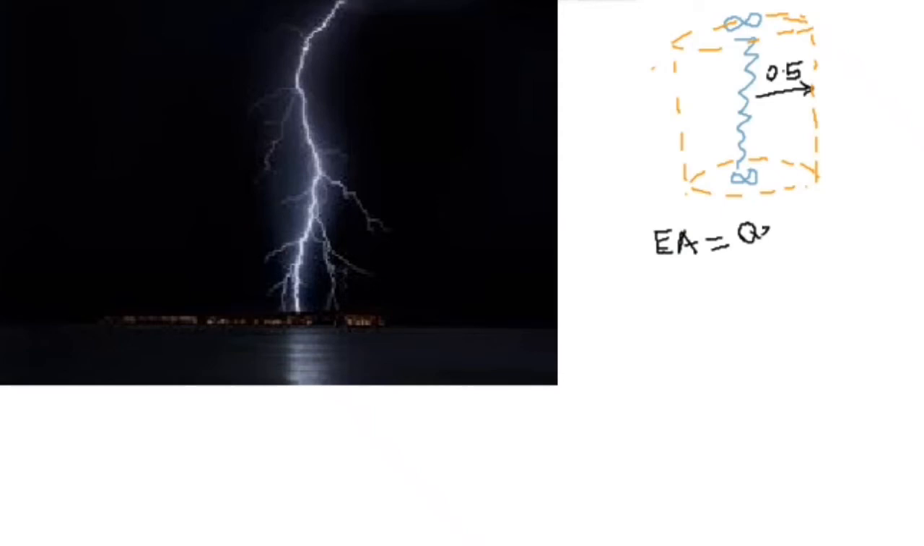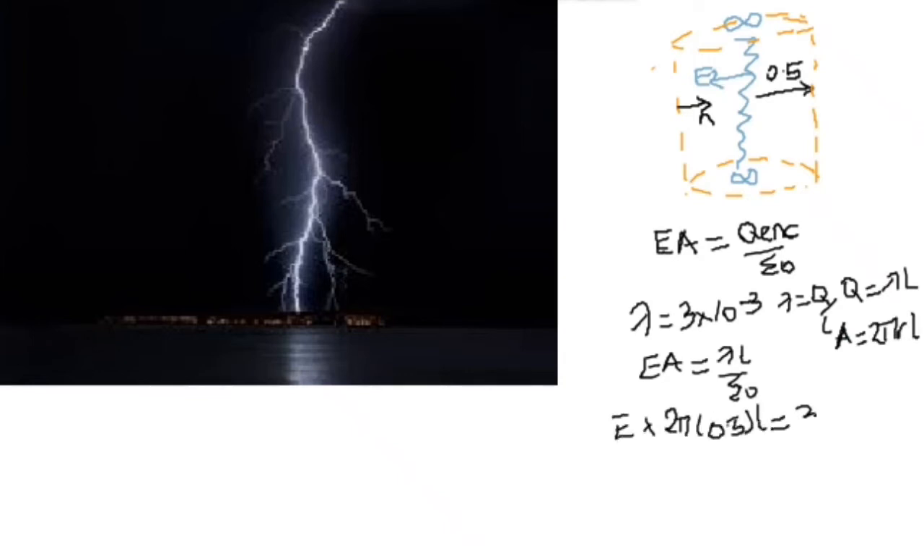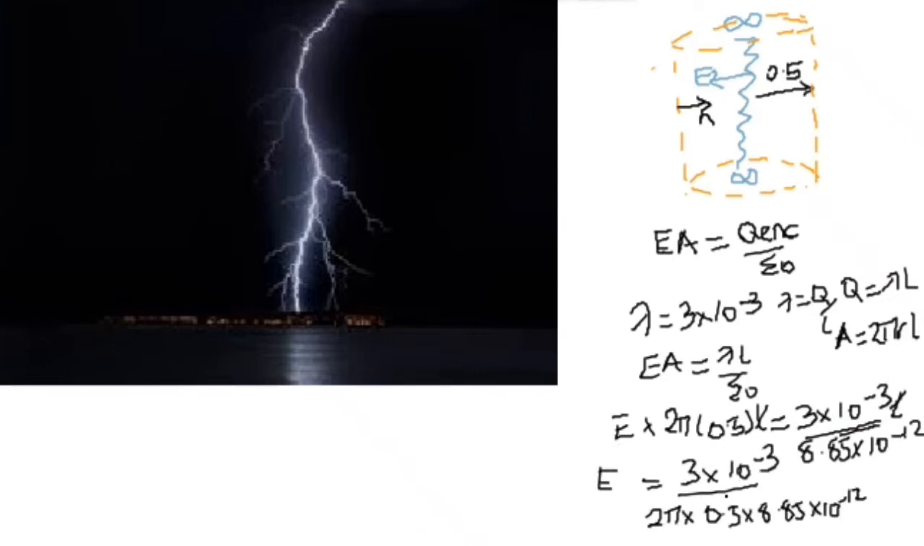From what we've previously done, you know that the area is 2 pi RL, which is 2 pi times 0.5 L, and charge enclosed is lambda times the length, which is 3 times 10 raised to the power minus 3 L. So E times 2 pi times 0.5 L is equal to 3 times 10 raised to the power minus 3 L over epsilon naught. The L's cancel out, so the field does not even depend on the length.